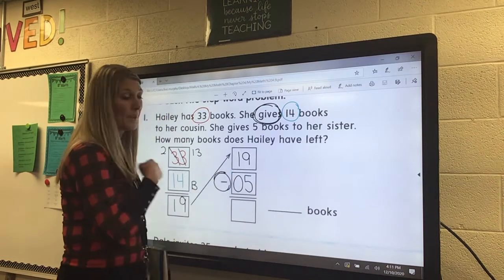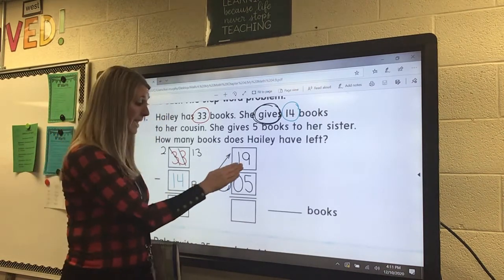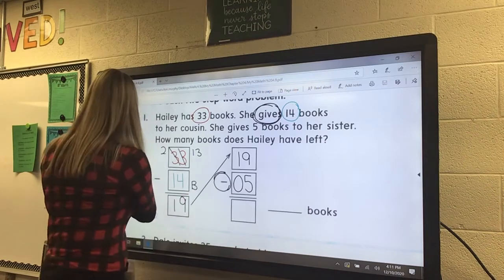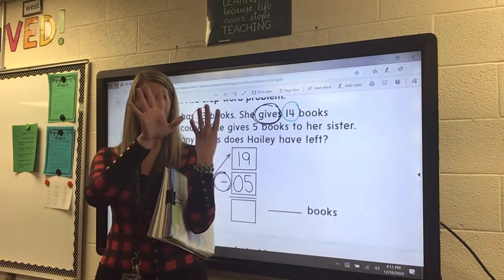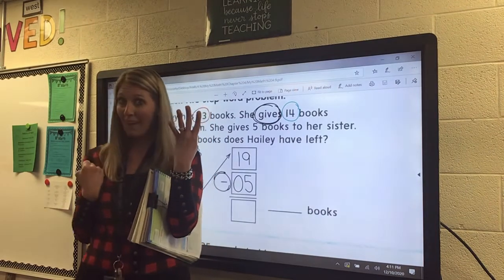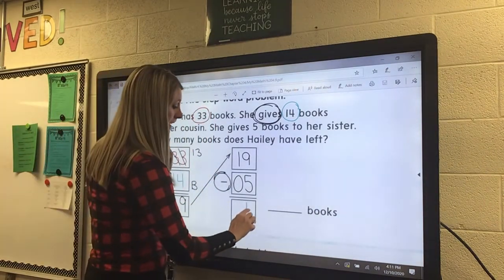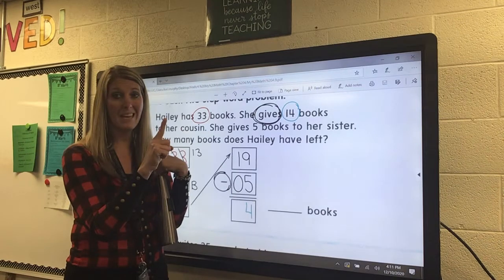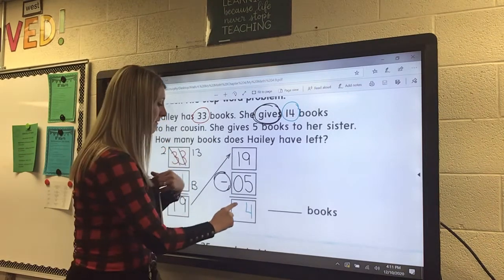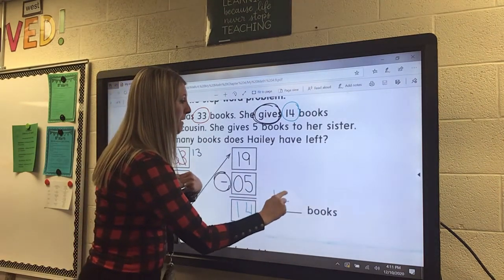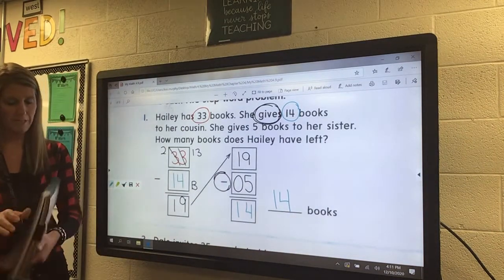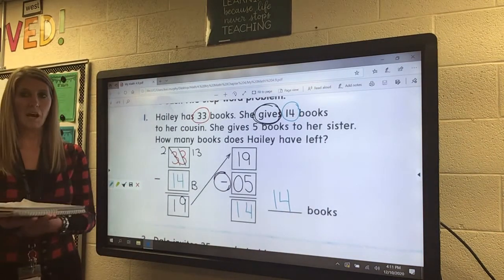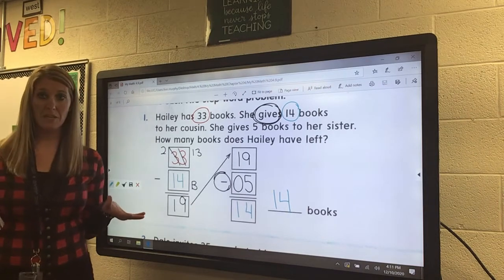Okay? Now we can subtract going down. We can do 9 minus 5. We can do that because 9 is bigger than 5. If I have 9 fingers, 4 and 5 is 9, and I take 5 away, I have 4 left. And if I have 1 and I take 0 away, I still have 1. So there should be 14 books that Haley has left. All right, pause the video if you need to.